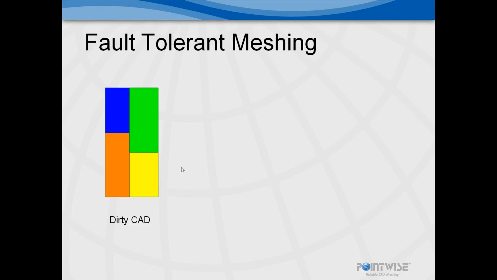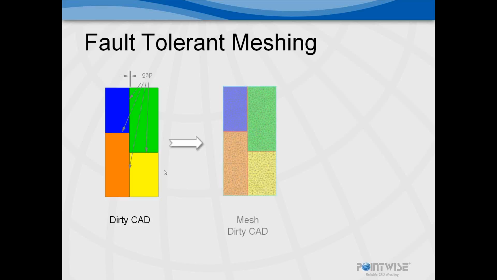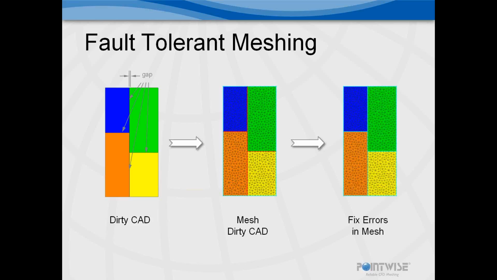As we know, CAD files commonly have gaps or overlaps, general sloppiness that can be a barrier to meshing. My schematic here shows 4 surface patches with a small gap between each. The first method starts by simply creating meshes on the dirty CAD. The meshes at this point have the same gaps and overlaps that CAD does. Using the mesh merging tools in Pointwise, the last step is to fix the mesh gaps and overlaps. And we call this method fault-tolerant meshing: fix the errors on the mesh level.